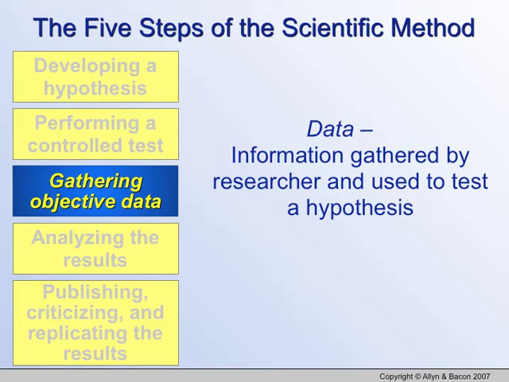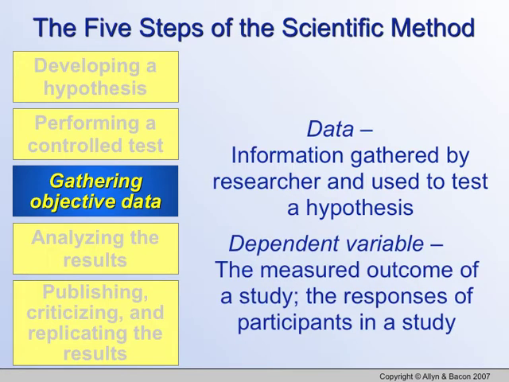Okay? The dependent variable. We just had the independent variable; now the dependent variable is the measured outcome of the study, the responses of participants in the study. So the independent variable is that I had both a chocolate and a fruit option. I presented it to them. That's the independent. The dependent variable is the measure of the outcome of the study.